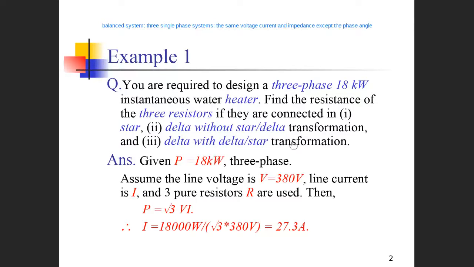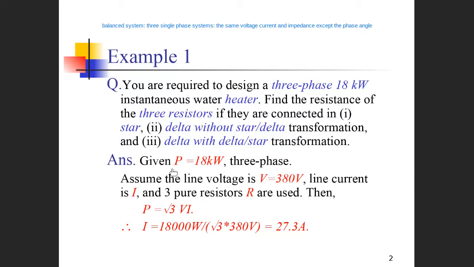Now, looking at example 1, which is a resistive, three-phase, balanced system. In question 1, you are required to design a three-phase 18 kilowatt instantaneous water heater. Find the resistances of the three resistors if they are connected in 1) star, 2) delta without star-delta transformation, and 3) delta with delta-star transformation. This is very simple because it is a resistive load.